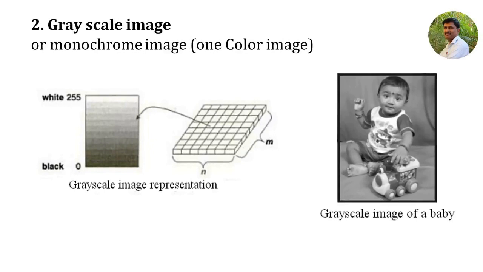The grayscale image is also known as monochrome image or one color image. The grayscale image contains only brightness information. Hence, grayscale images measure only the light intensity. Each pixel value is proportional to the brightness. The number of bits used for each pixel determines the number of brightness levels. For example, if we use 8 bits per pixel, then we will have 256 different brightness levels.